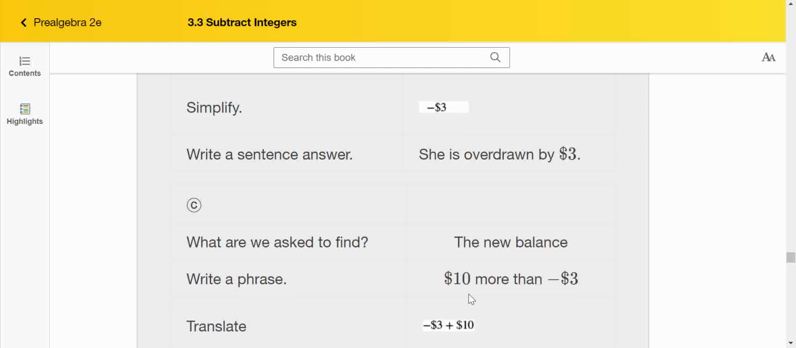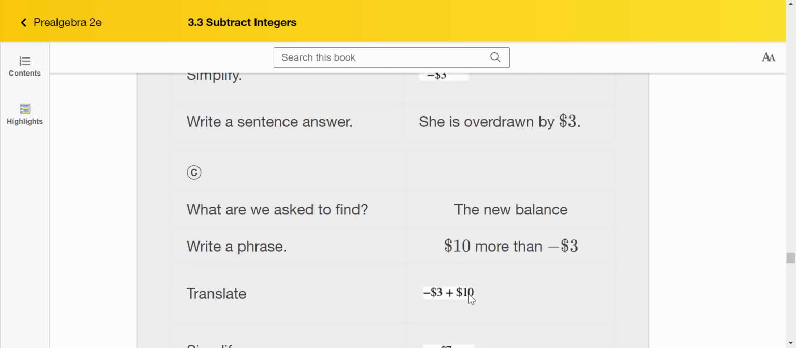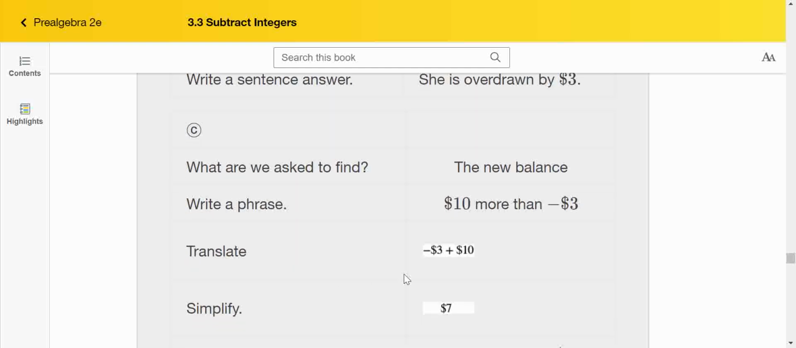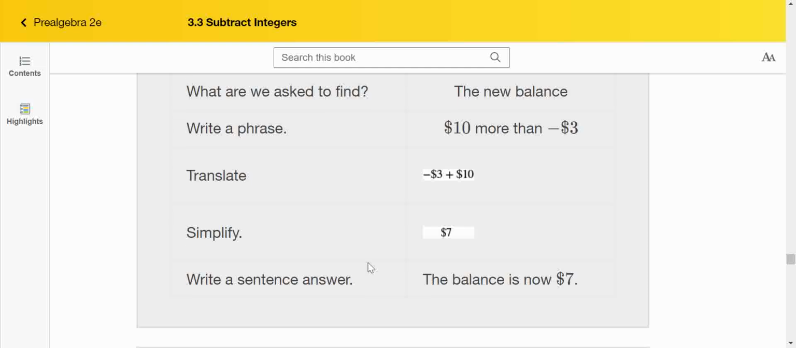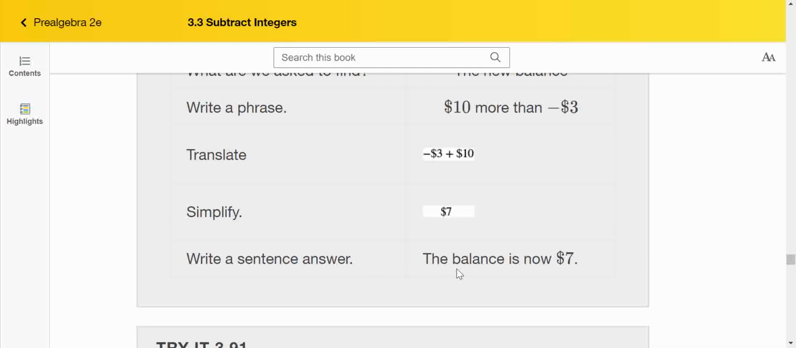C. What are we asked to find? The new balance. Write a phrase. $10 more than minus $3. Translate. Minus $3 plus $10. Simplify it. That's $7. Write a sentence answer. The balance is now $7.